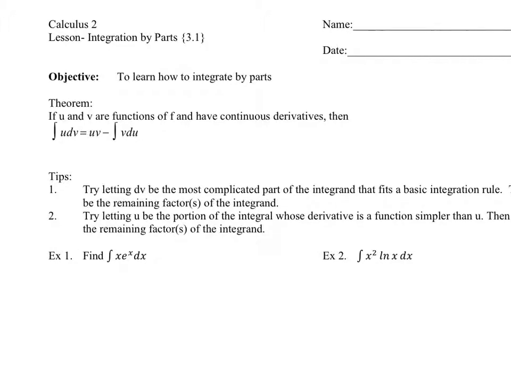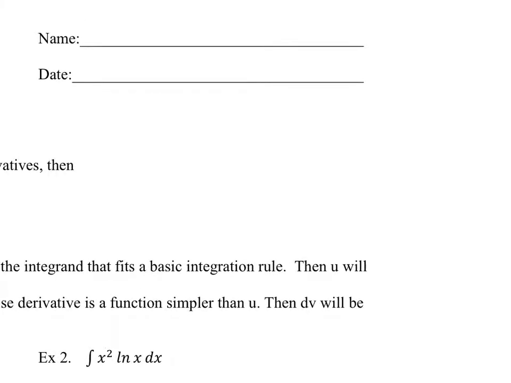So this is actually the result of the product rule for derivatives. So if I were to take, I'll just do it off on the side here, if I were to take the derivative of u times v, all right, so the derivative of u times v with respect to x.